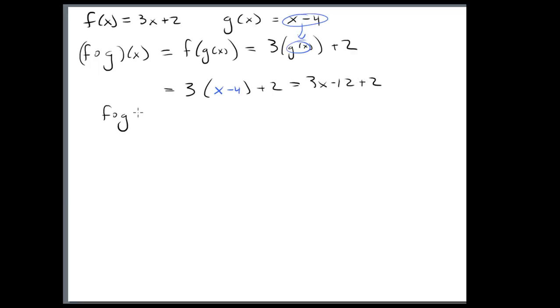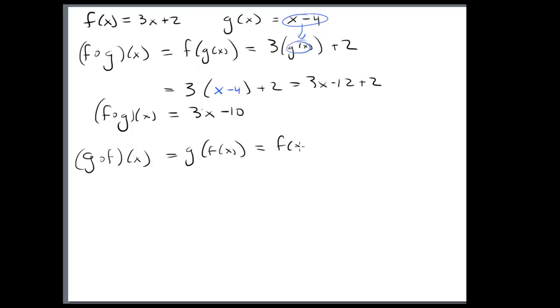So f composed with g of x is 3x minus 10. And then we could also do g composed with f of x, which would be g of f of x, which is f of x minus 4. So that's 3x plus 2 minus 4. That's 3x minus 2. Alright, and that would be g composed with f of x.